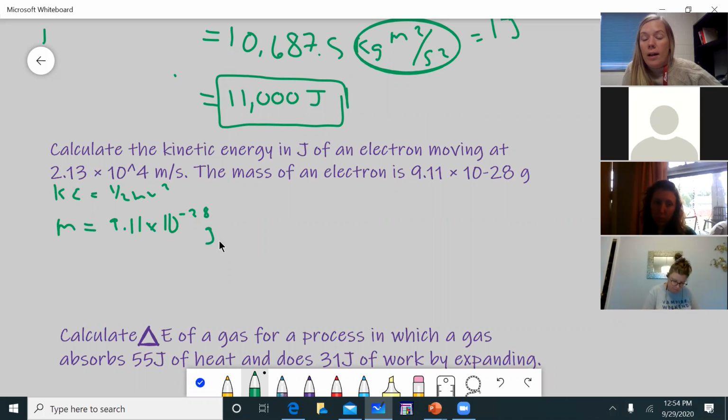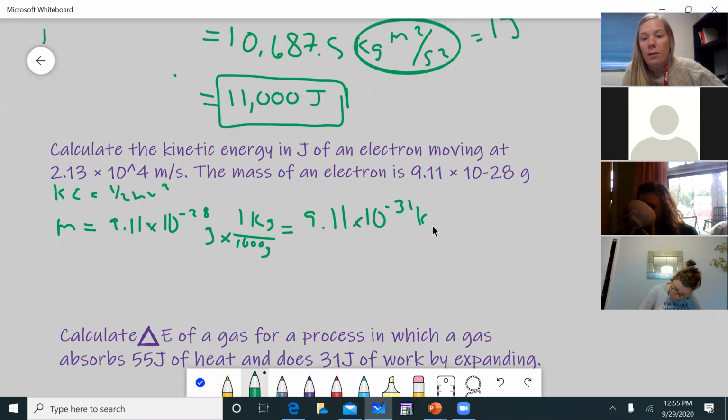So the first thing I'm going to do is get out of grams and get into kilograms. We know that for every 1 kilogram, which is what I want, I have 1,000 grams. So I'm going to take my number and divide it by 1,000. So my mass in kilograms will actually be 9.11 times 10 to the negative 31 kilograms. So even tinier than what we had originally. My velocity is in meters per second, so we're already good with that, 2.13 times 10 to the 4th meters per second. You're always checking, making sure that your units are in the spot you need.